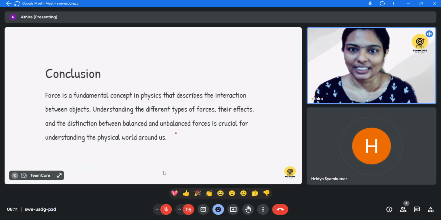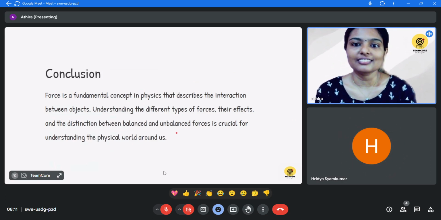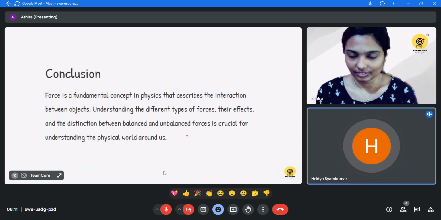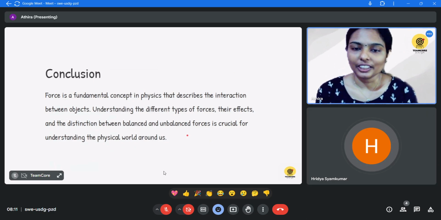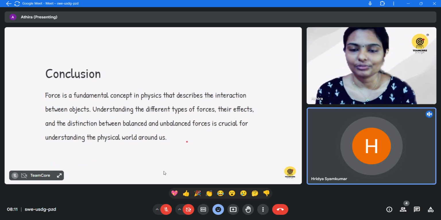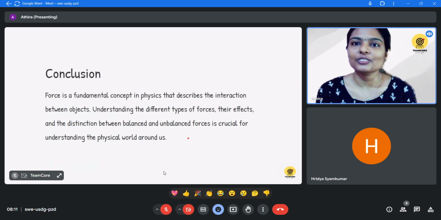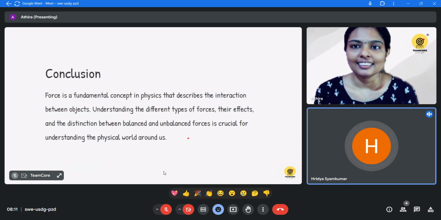And then we had discussed balanced and unbalanced forces, right? So, what is balanced force? When the forces acting on the body are equal in magnitude but opposite in direction, the sum of forces is zero, then the body is under balanced forces. And this balanced force can change only the shape of the body.